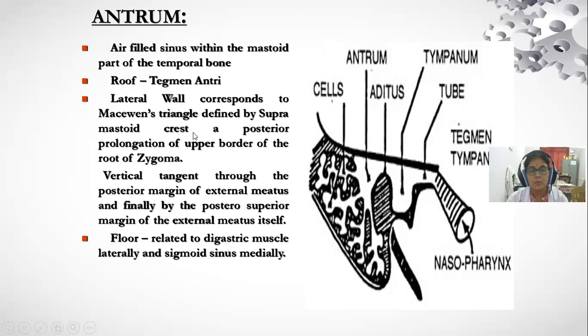The lateral wall corresponds to McEwen's triangle, which is defined by the supramastoid crest, a posterior prolongation of the upper border of the root of the zygoma, a vertical tangential line passing through the posterior margin of the external meatus, and finally the posterior superior margin of the external meatus itself. So this is a very important landmark to approach the mastoid antrum when you're doing mastoidectomy. The floor is related to the digastric muscle laterally and the sigmoid sinus medially.